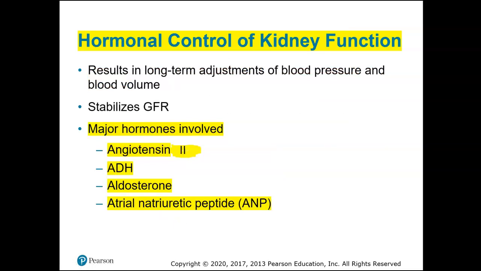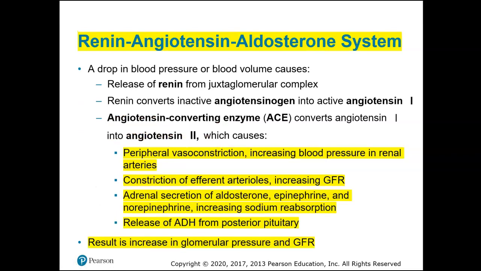So then there's hormonal control of kidney function. Hormonal control is always more long-term. The major hormones that can affect kidney function are angiotensin II, ADH or antidiuretic hormone, aldosterone, and ANP or atrial natriuretic peptide. Now, the angiotensin II is part of the renin-angiotensin-aldosterone system. So what happens is this.